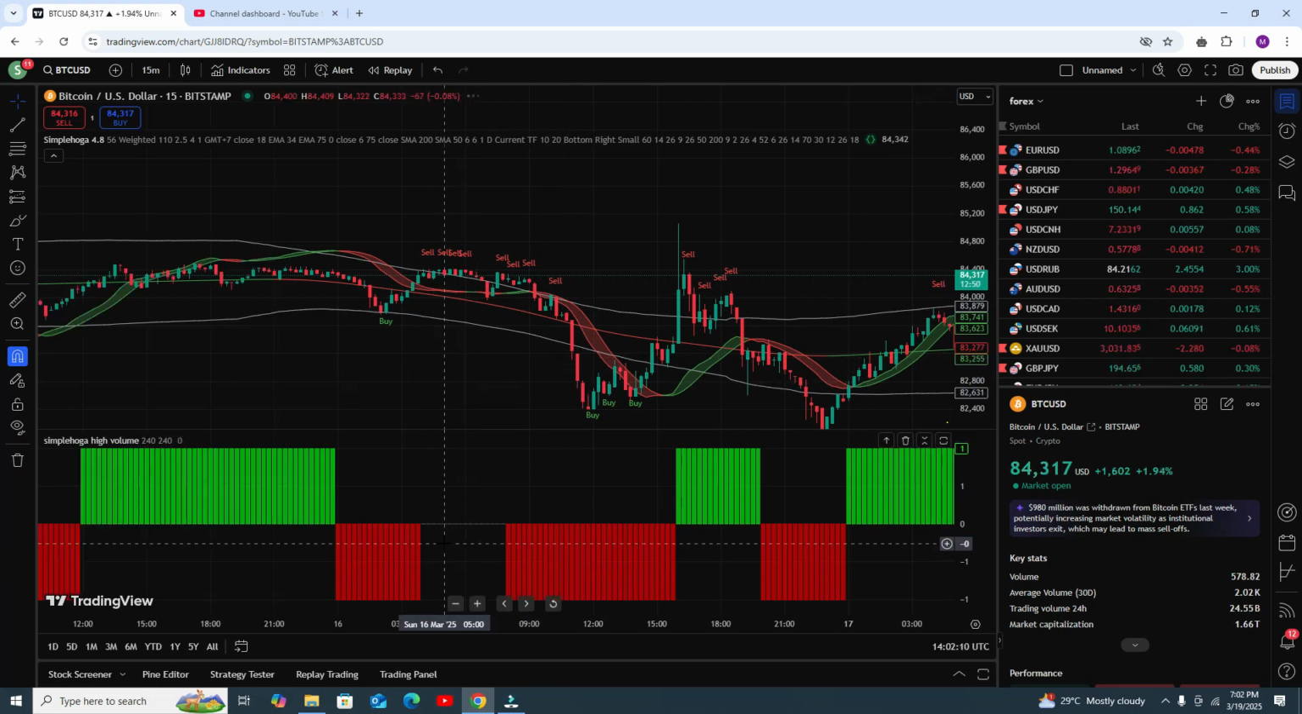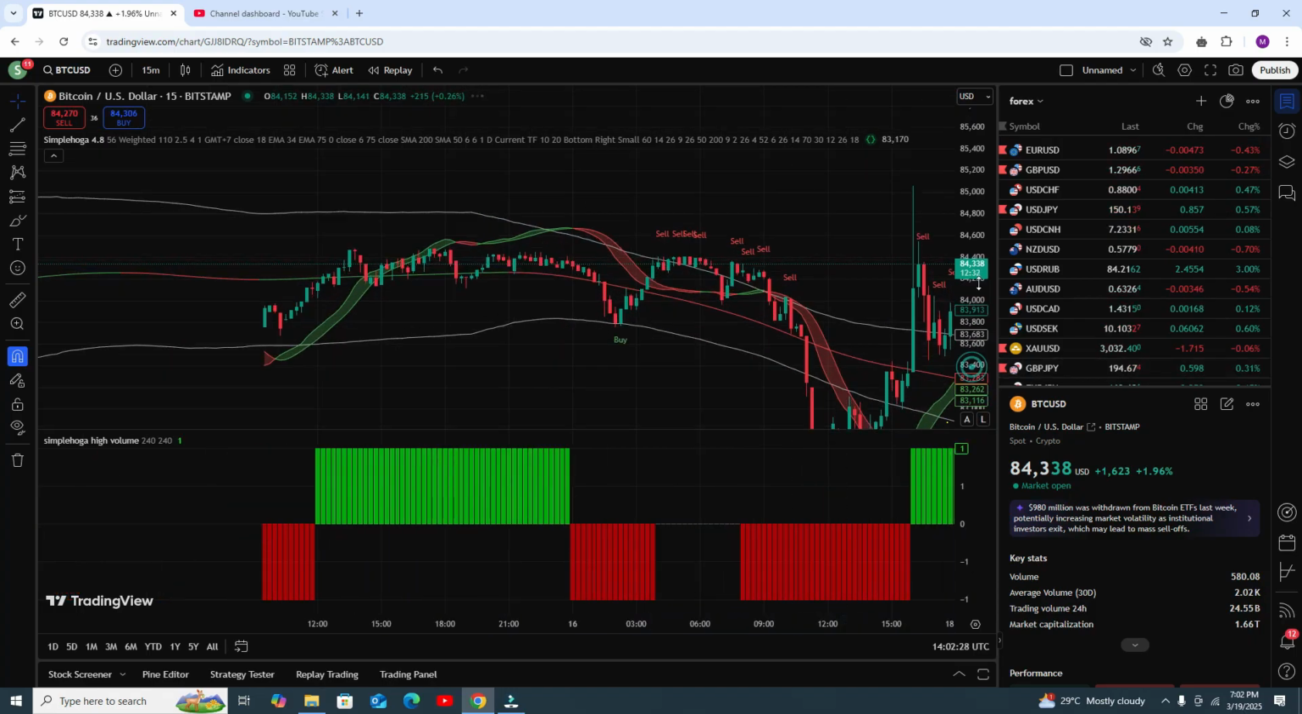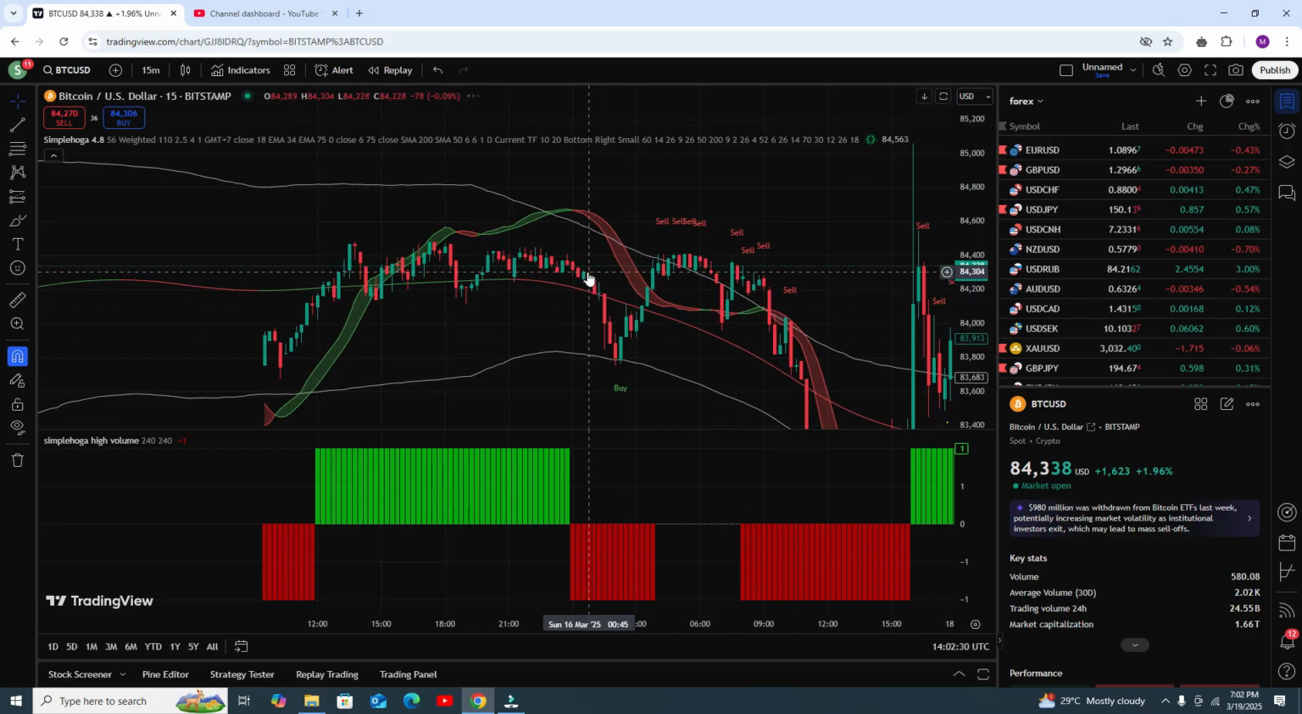When there is no candle, here you can see there is no green area, no sell area, that means there is no volume, so you can ignore that area. Okay, let me show you some more entries. Like here you can open your buy position.